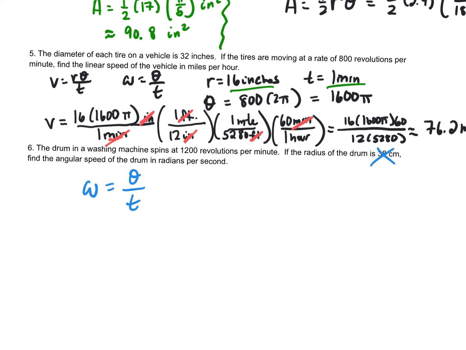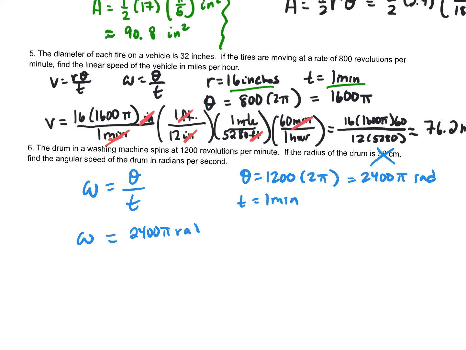But I do know that this makes an angle of 1200 revolutions, so that's 1200 times 2 pi. So that's 2400 pi radians. And the time it does that is simply 1 minute. So my angular speed is simply going to be 2400 pi radians in 1 minute.